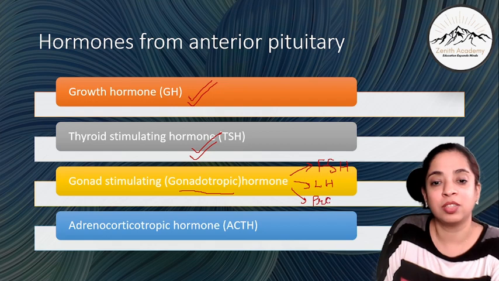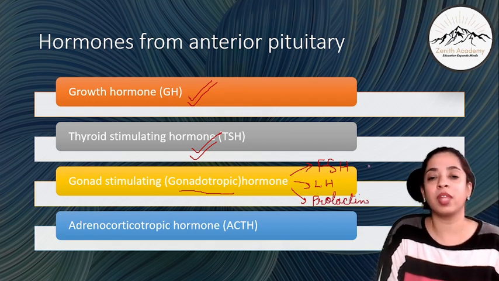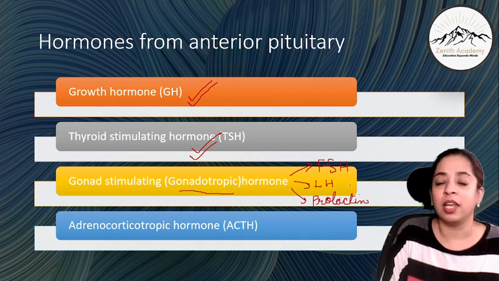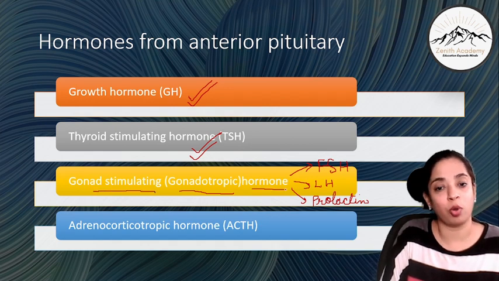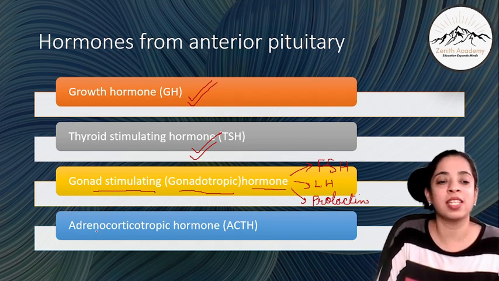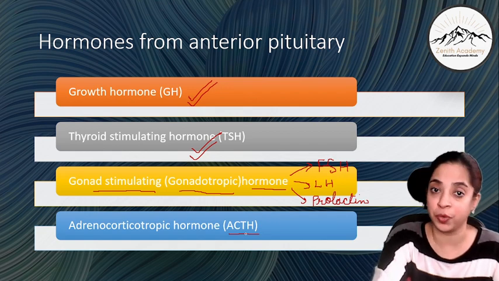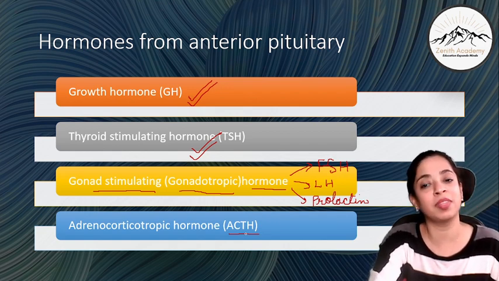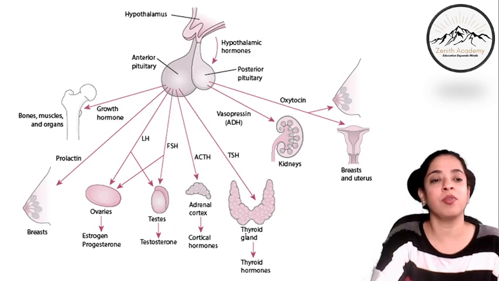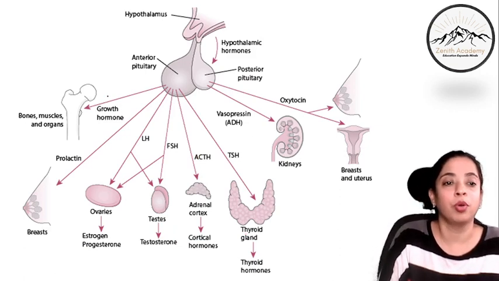These are the three hormones that are released, and all three of them, follicle stimulating, luteinizing and prolactin, are collectively known as gonad stimulating hormones. Then there is adrenocorticotropic hormone, ACTH. These are the four broad categories of hormones released by the anterior pituitary. Let's talk about each of them in detail. First of all, we will talk about growth hormone.